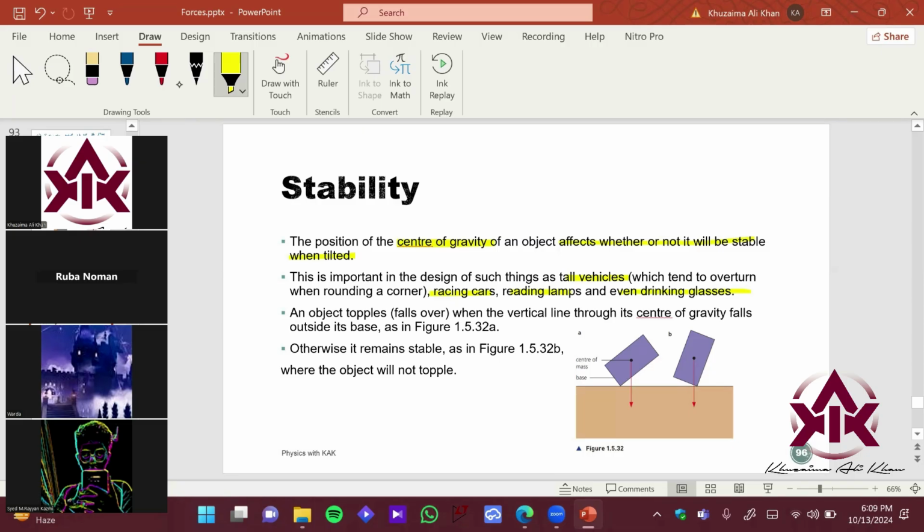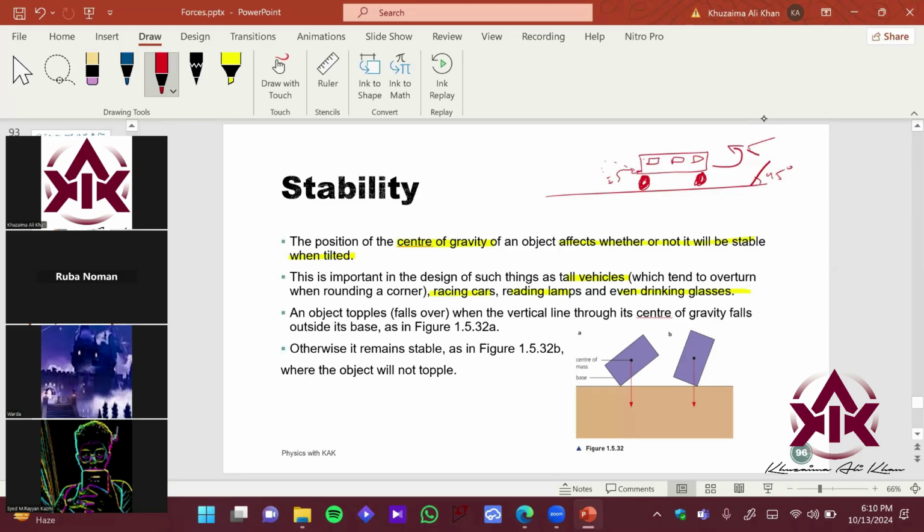Because imagine a bus, right? Imagine a bus. Let's say these are the wheels of the bus, and these are the windows, okay? And this is the tailpipe, and this is the smoke coming out of the bus. Imagine the bus is taking a turn, and the road is tilted at a particular angle, let's say 45 degrees. If the bus is not stable enough, let's say the bus comes over here.